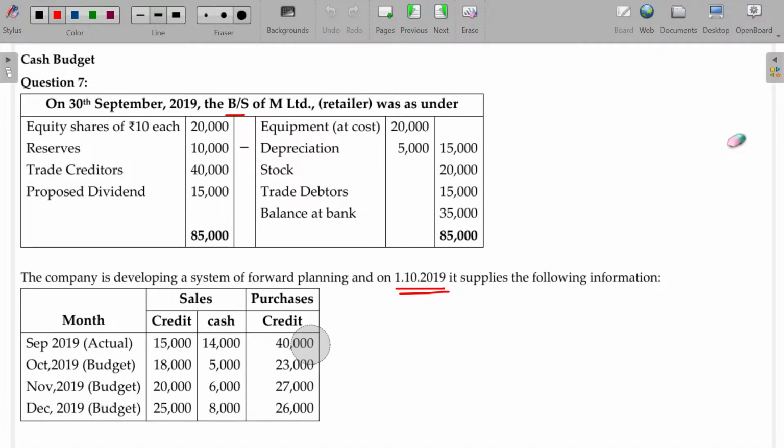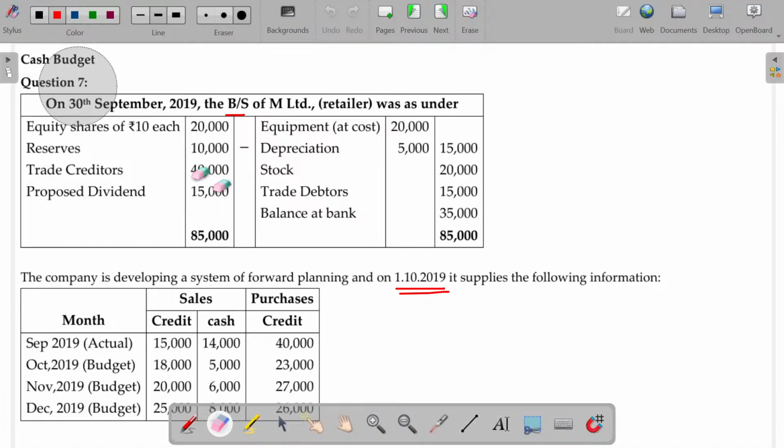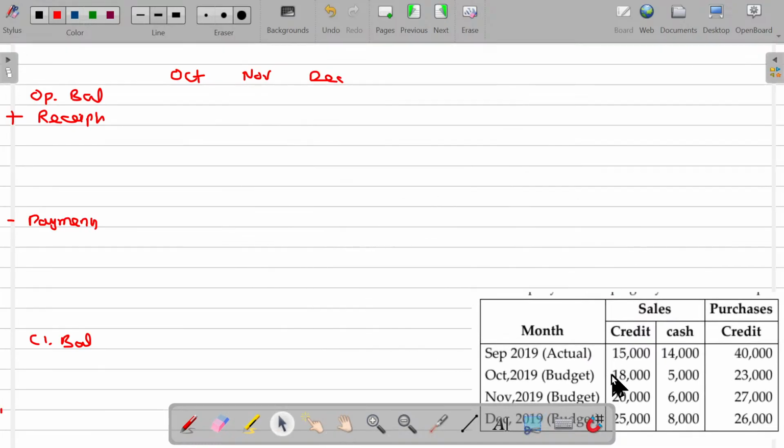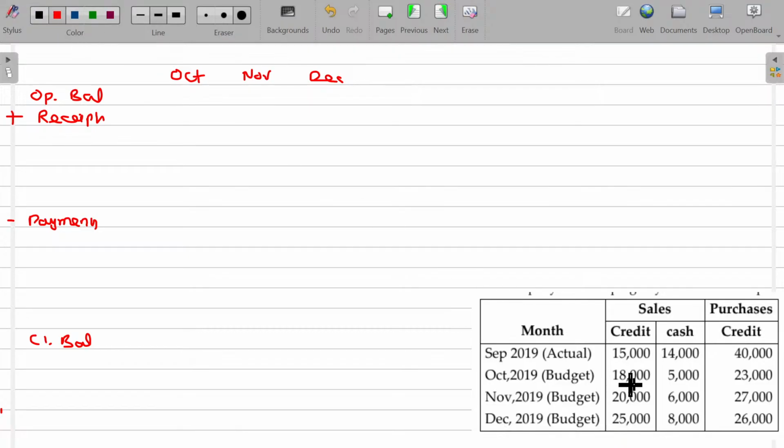Clear? Now, from this information, what will you get collected immediately? Cash sales collection will be available then and there. So we'll put the value here. Cash sales, receipt side. Values being 5,000, 6,000, 8,000 rupees.